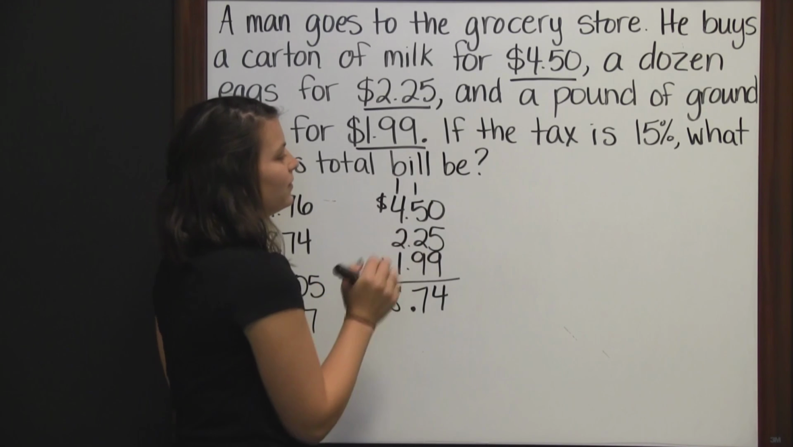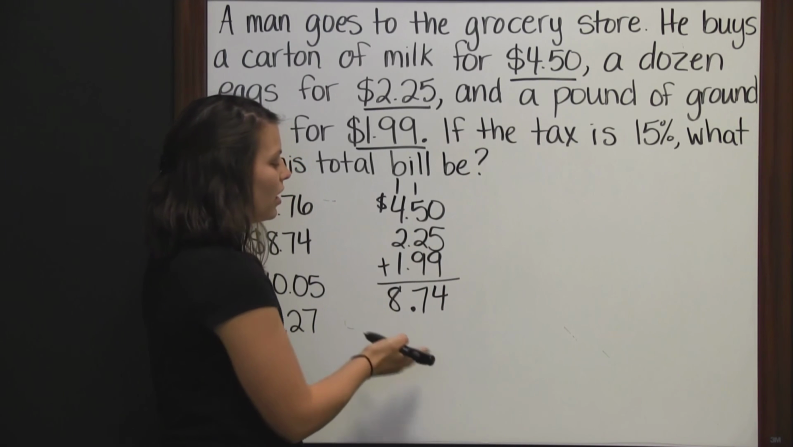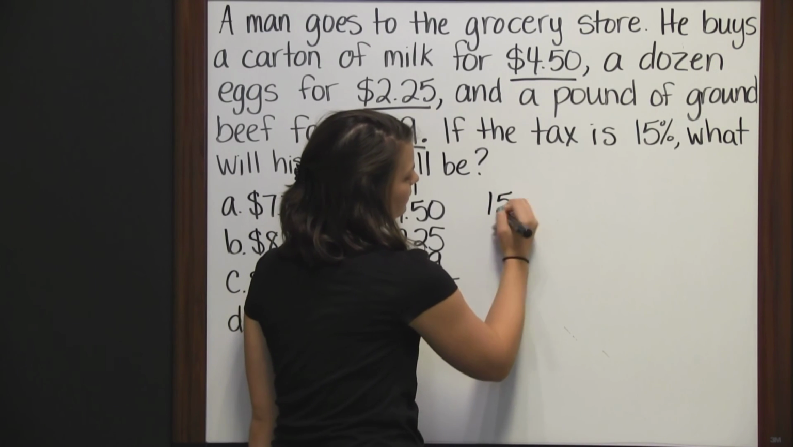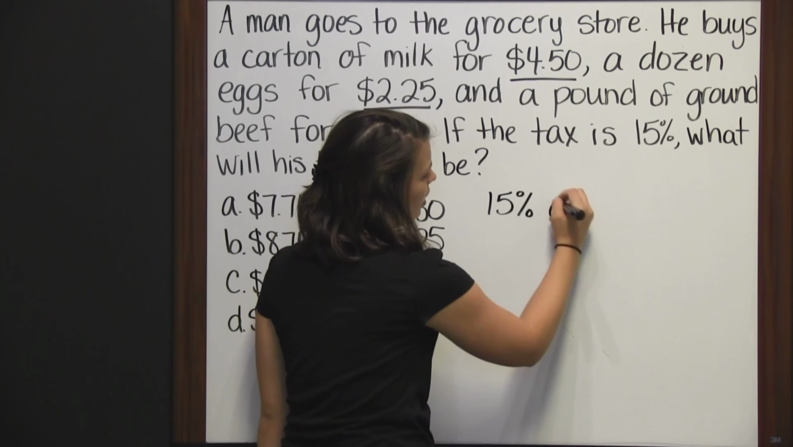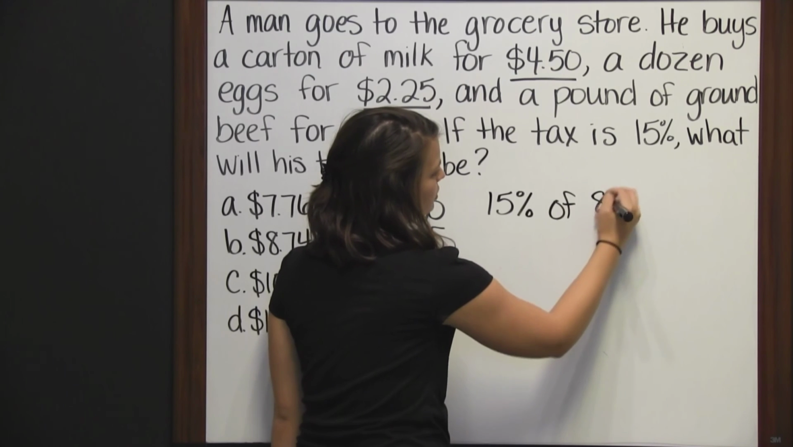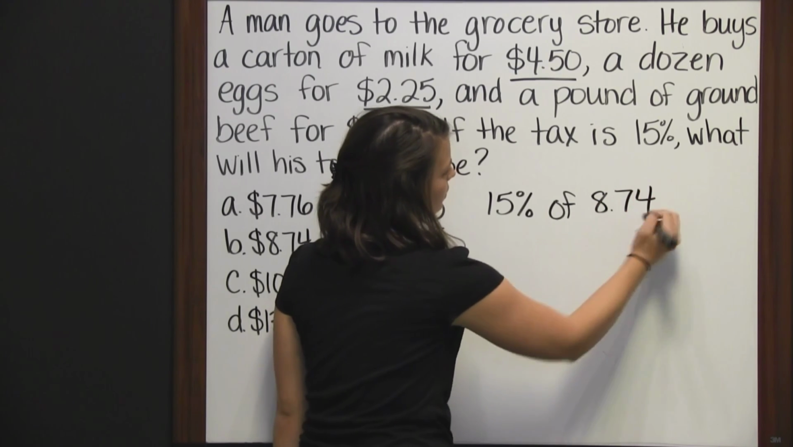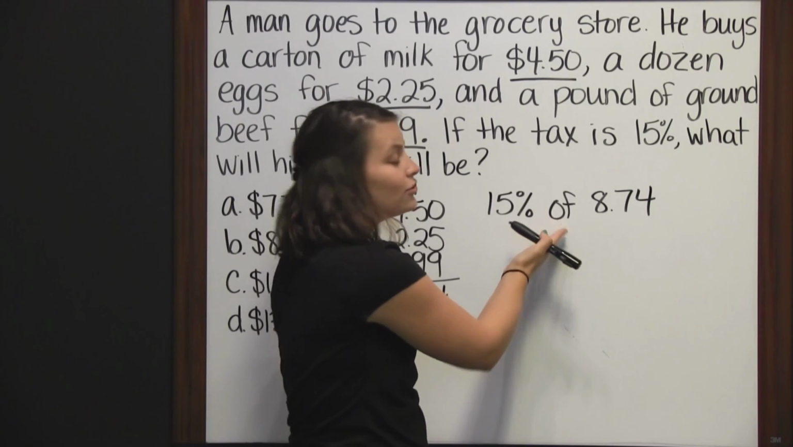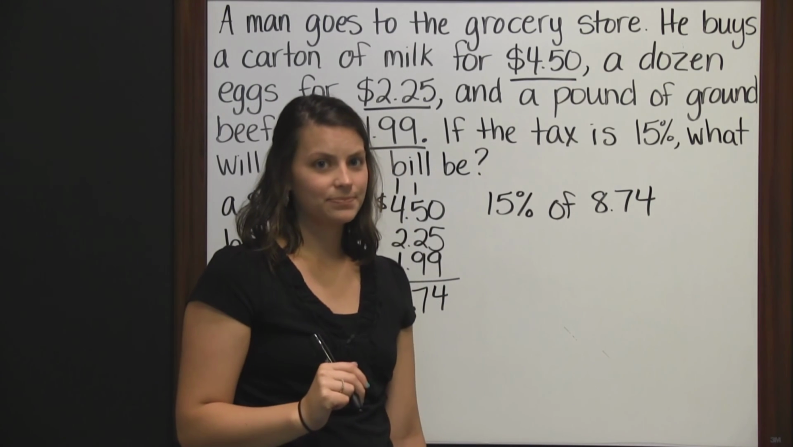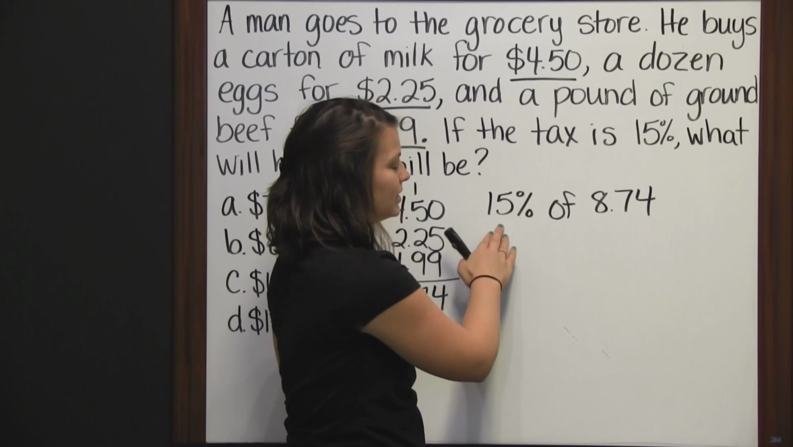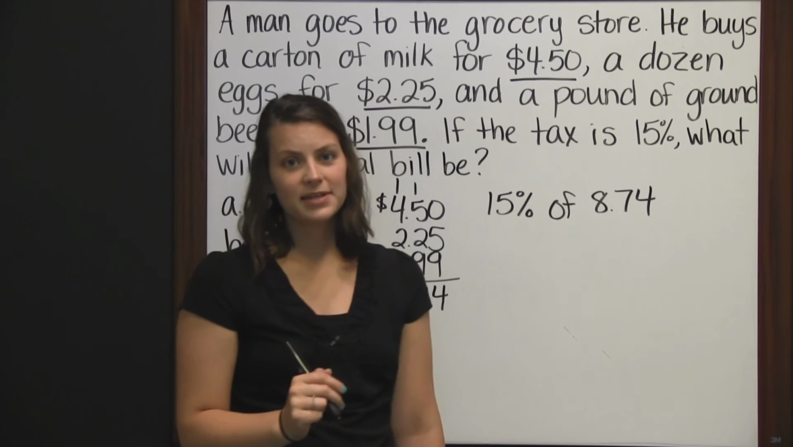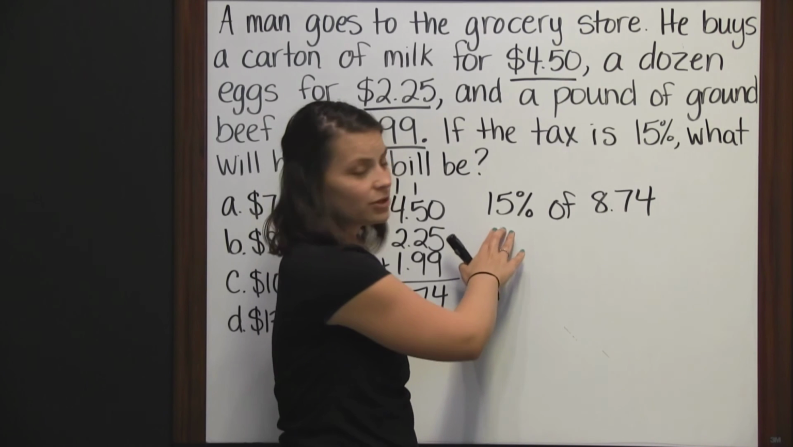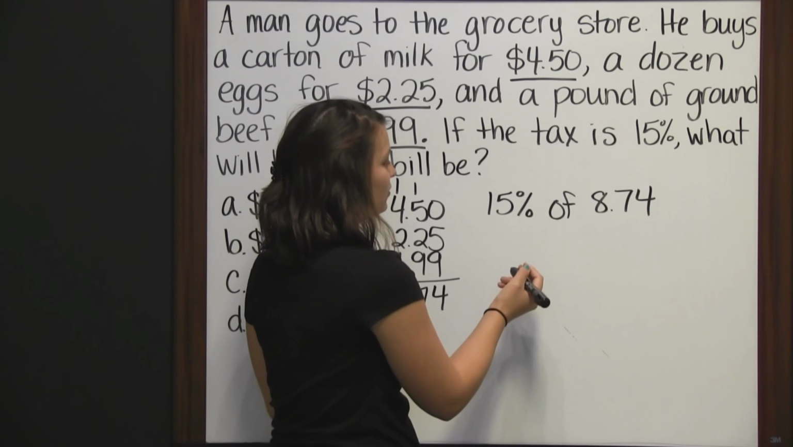So he's going to pay 15% of his total. Let me write that out. 15% of his total, which is $8.74. Now, of in math usually means to multiply. But I can't take this percent and multiply it times $8.74. First, we have to change the percent into a decimal.